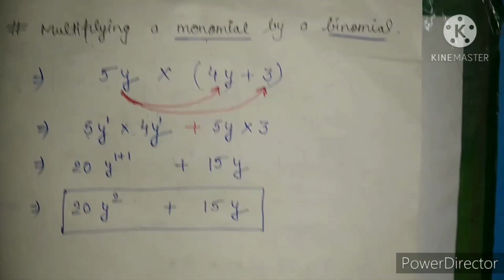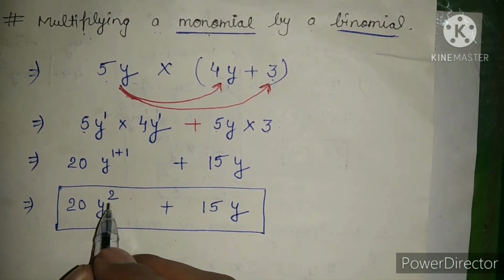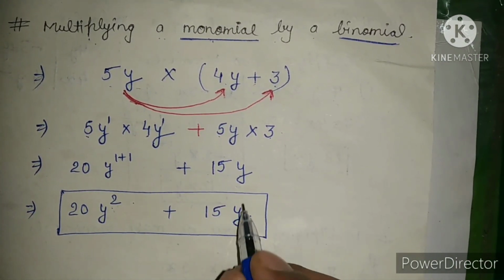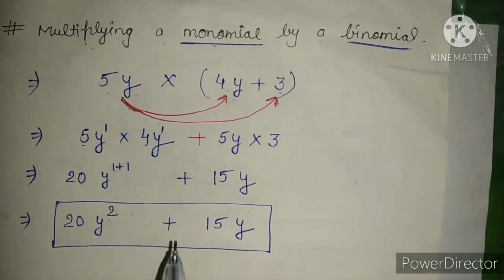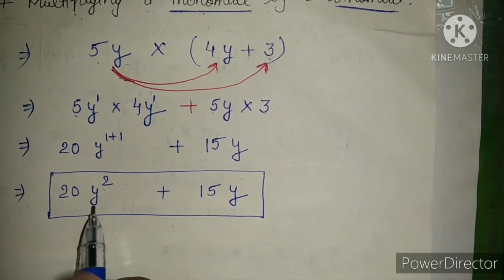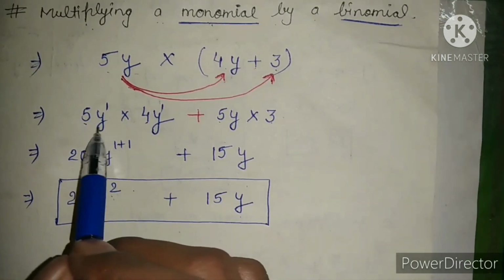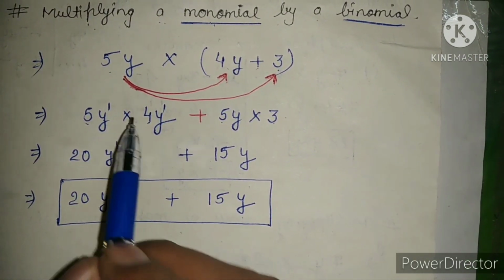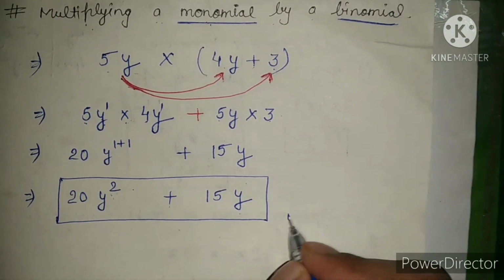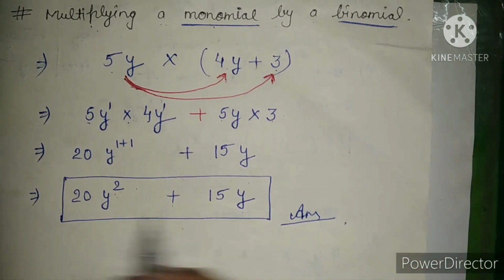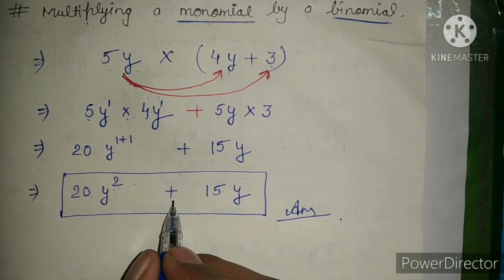Why? Here we did not add the powers of y to the power 2 and y to the power 1 because of this plus symbol. Only in the case of multiplication can we add the powers. Here you can see the multiply symbol, that's why we add their powers. But here we have to stop as the answer because they are both in addition.